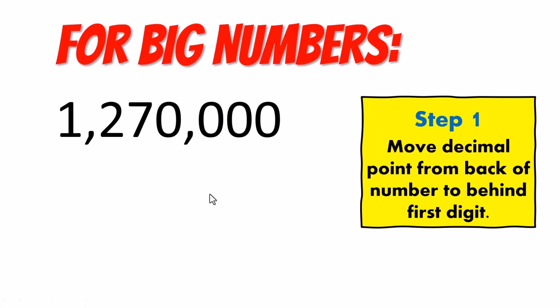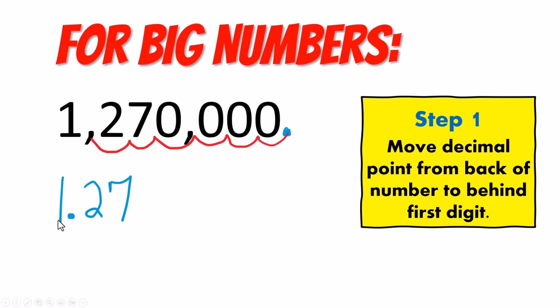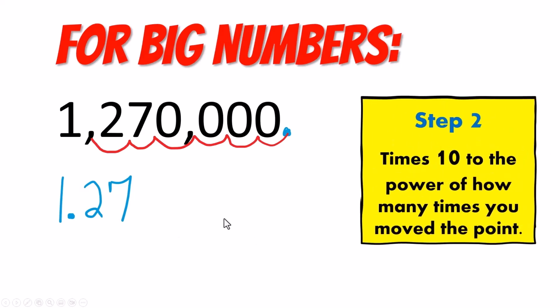Step 1, move the decimal point from the back of the number to behind the first digit. So right now there would be a decimal point there. We move it back however many we need to move it back so that it's between the 1 and the 2. And then we rewrite this number as 1.27. Step 2, we're going to multiply it times 10 to the number of times we moved that point. And we moved this point 6 spots. So this is 1.27 times 10 to the 6th. This is now in scientific notation.